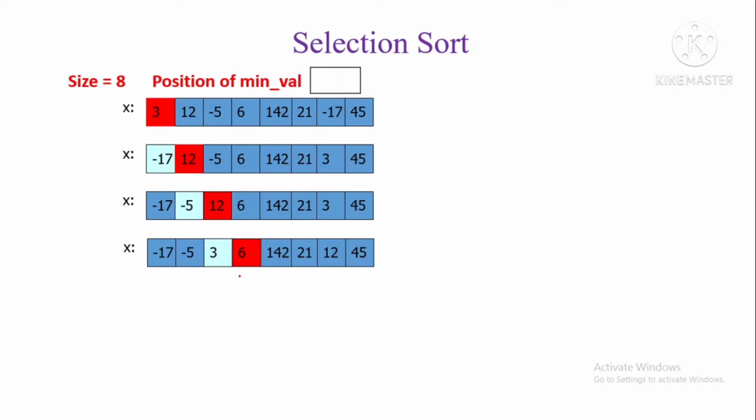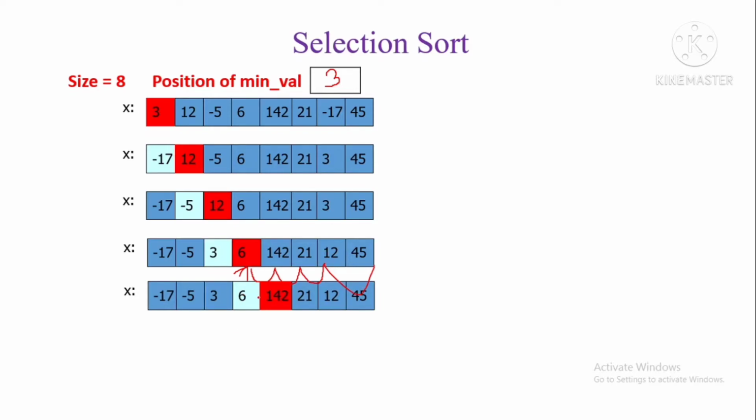Now, I will concentrate upon this position. I have to find a correct element for this position. Okay. So, third position. For this position, I have to find the right element. Okay. This value is compared with 142 and 21, 12 and 45. At the end, this itself is the minimum element. Okay. So, we do not need any changes. This value will be stored in the same position only, it is in the right position. Okay. So, we do not need to make any change.